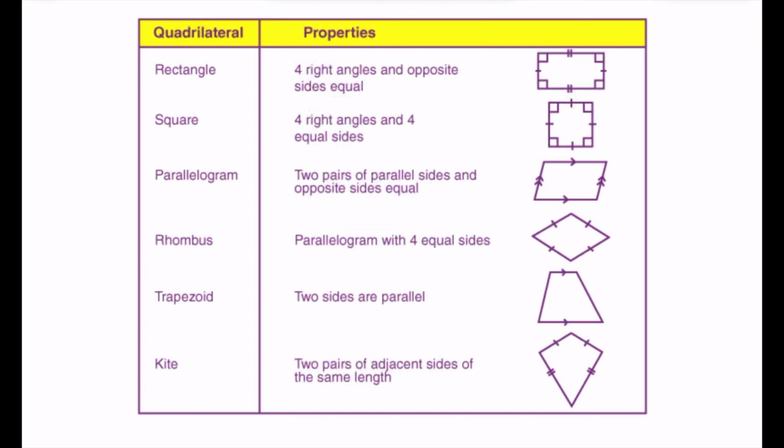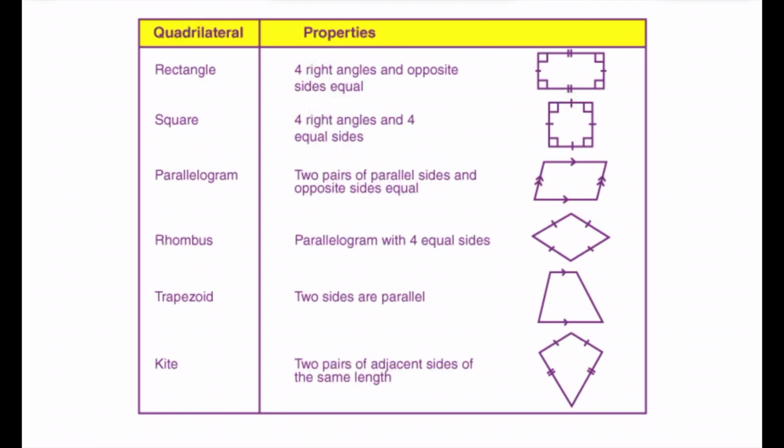So a rectangle has four right angles. You can see them. They kind of look like the squares in the corners, right? So it has four right angles, and the opposite sides here are equal. So the shorter sides are equal to each other and the longer sides are equal to each other. Now let's look at a square. So a square also has four right angles, but all of its sides are equal.